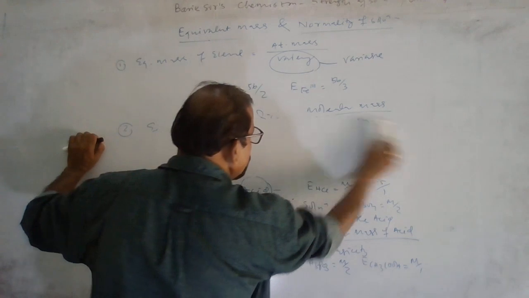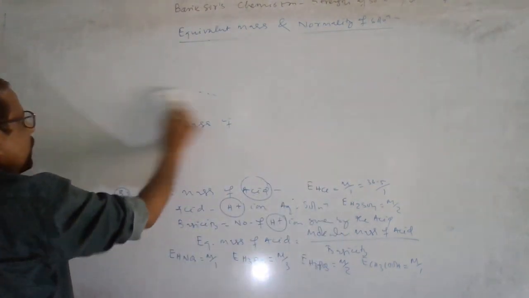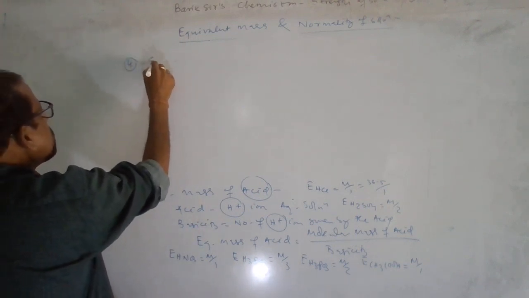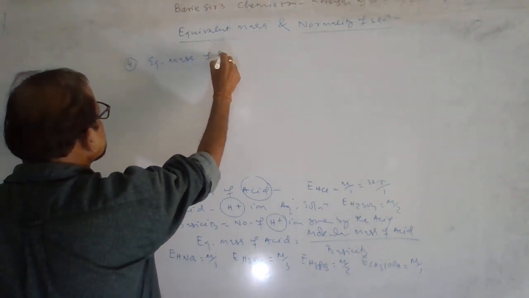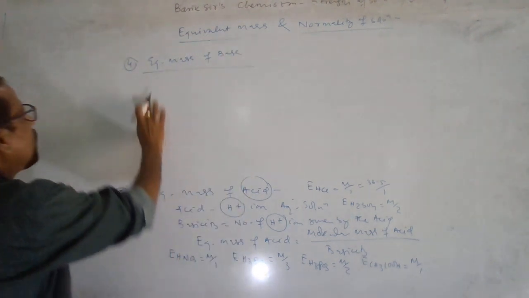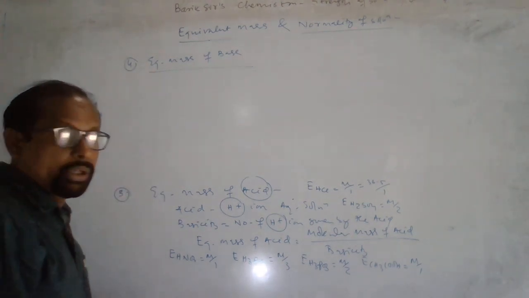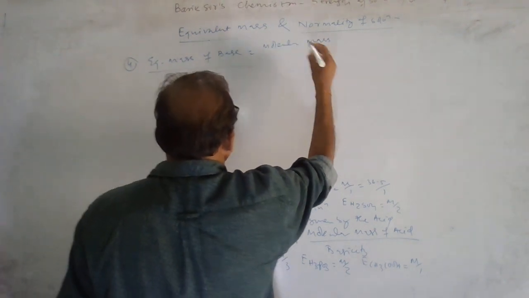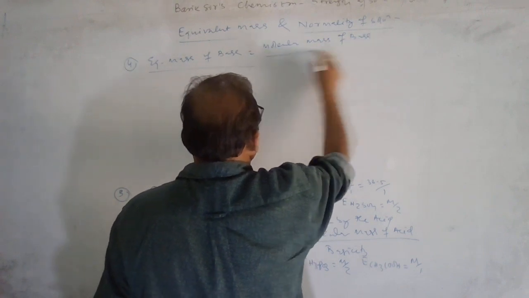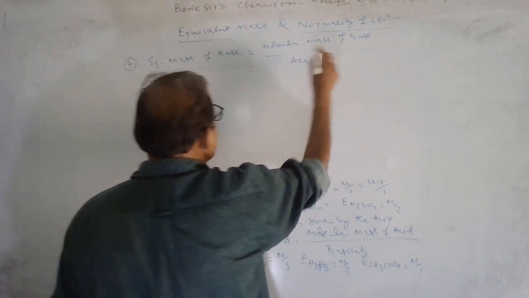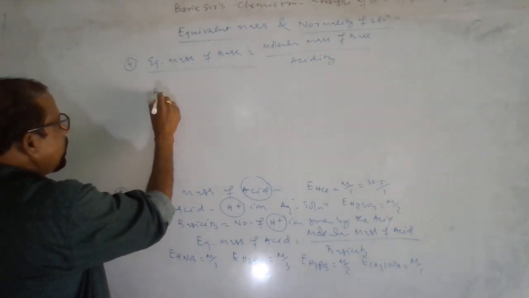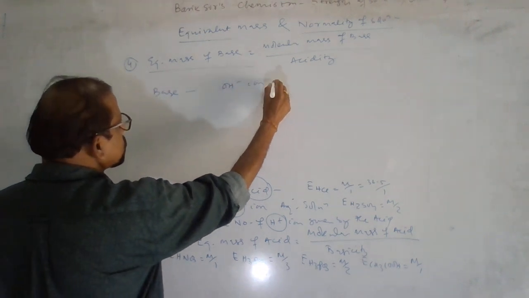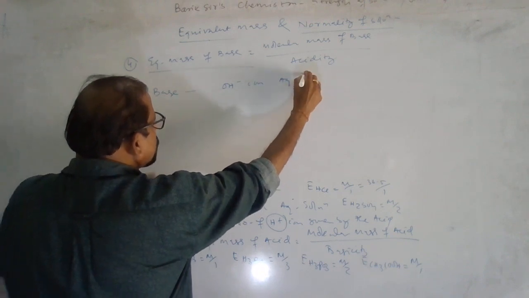Similarly, the equivalent mass of bases. The equivalent mass of a base is the molecular mass of the base by the acidity. So first of all you have to understand what a base is. A base is a substance which gives OH minus ion in aqueous solution. Aqueous solution means the water solution.